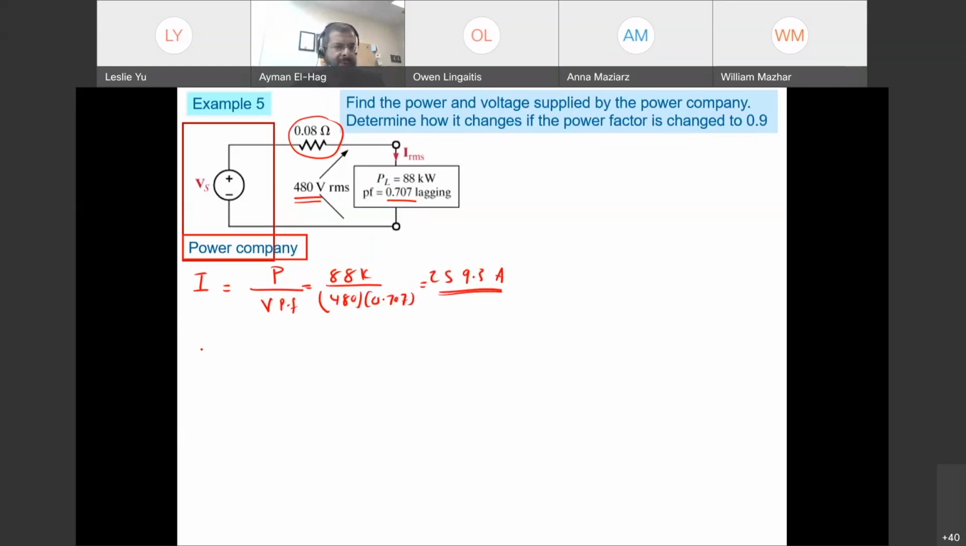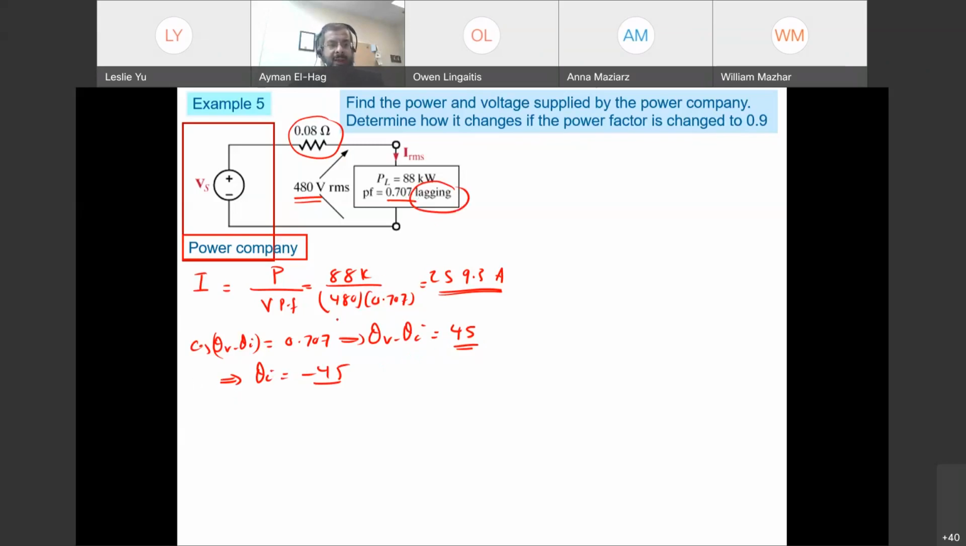And from this you can find the angle. So cosine of theta v minus theta i is equal to 0.707. Take cosine inverse of both sides. So theta v minus theta i will equal 45. Okay, so this is your 45 angle. So your theta i is equal to minus 45. Why minus? Because it's a lagging power factor.